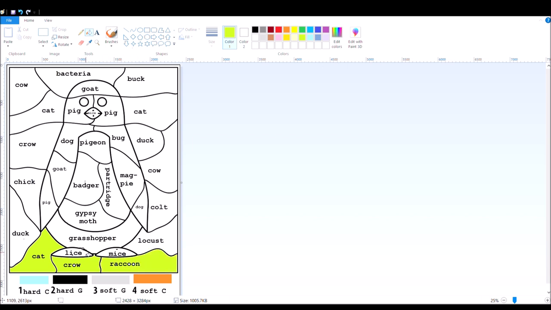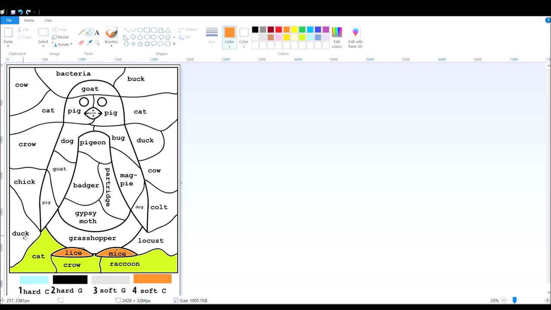Now this next one is lice. L-I-C-E. The C is followed by an E and is not an exception, so it is a soft C and will therefore be orange. The next one, mice. M-I-C-E. The C is followed by an E. It's not an exception and therefore it's orange.